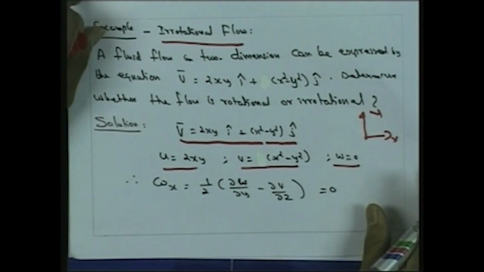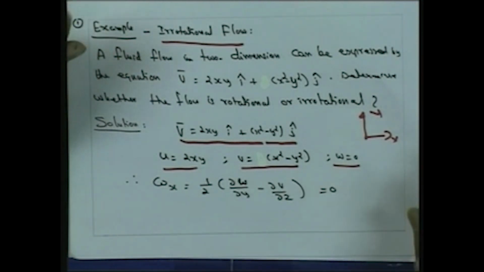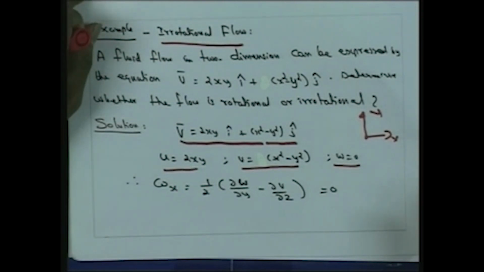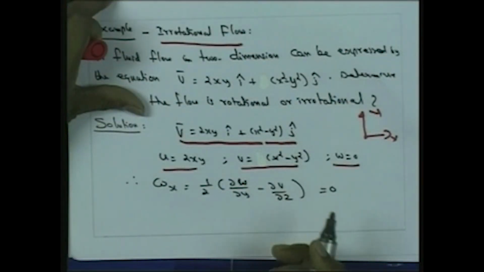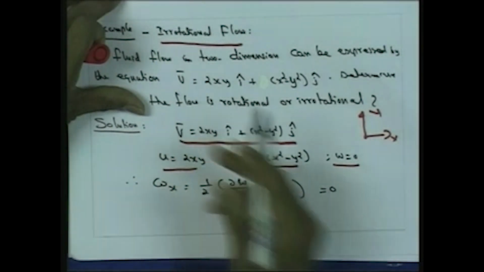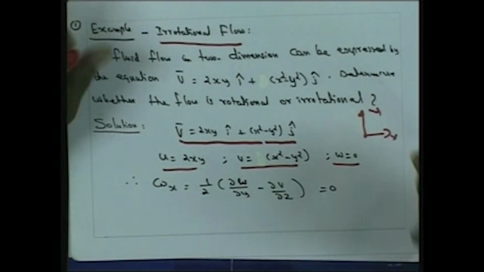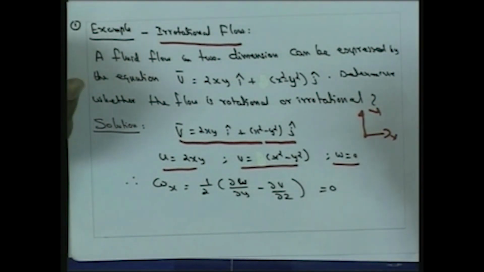So now we will take each component. We have already defined three rotational components, omega x, omega y and omega z. As per our definition, omega x is equal to half of (del w by del y minus del v by del z). Since we want to show whether the flow is rotational or irrotational, if it is totally irrotational, then all the components omega x, omega y and omega z should be 0.